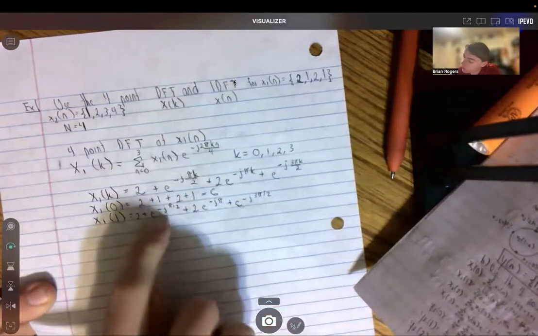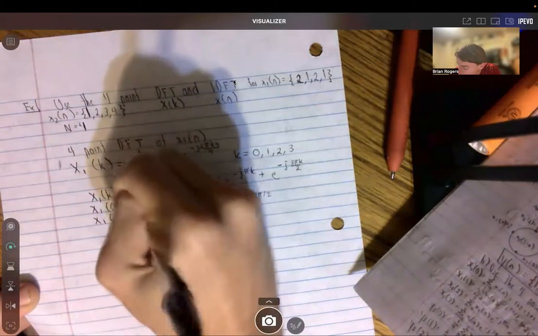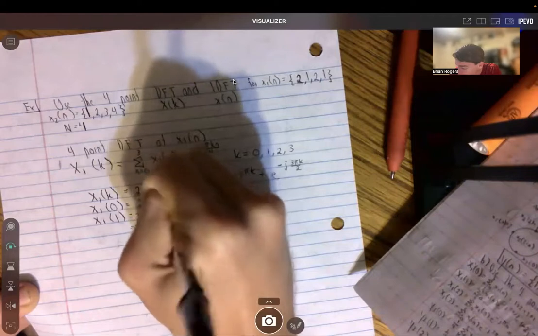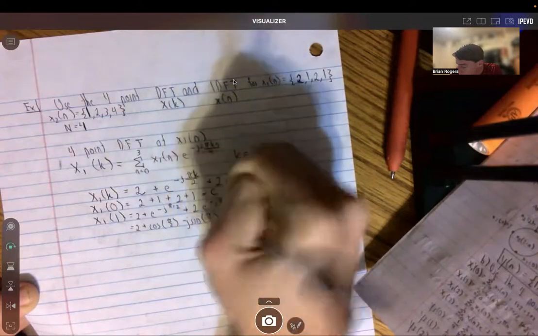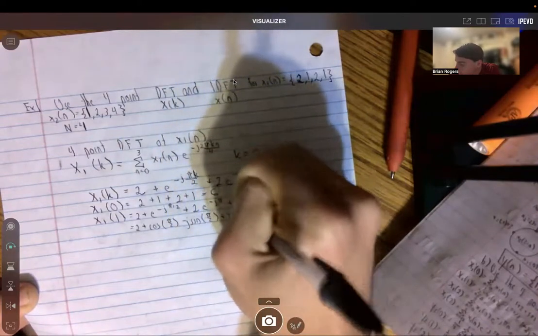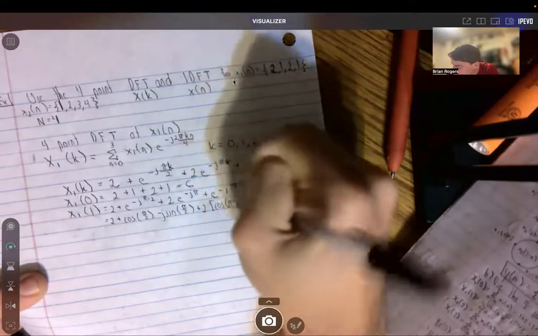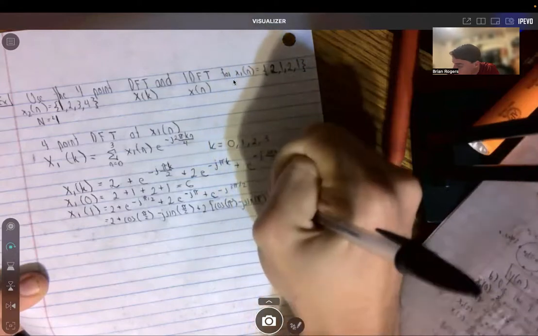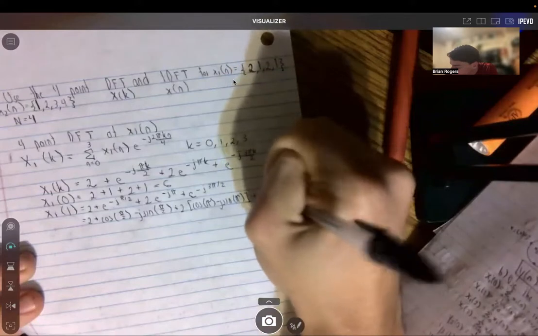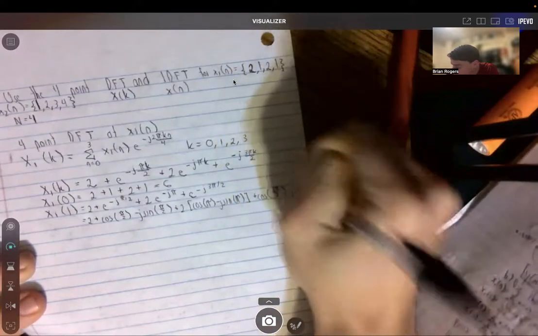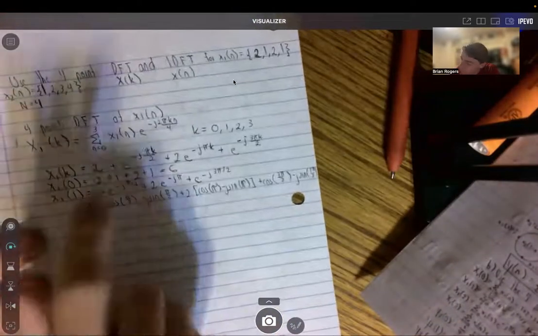So here, what we're going to notice is you need to write these in terms of cosines and sines. So this is actually going to be 2 plus cosine of pi over 2 minus j sine of pi over 2, plus 2 times cosine of pi minus j sine of pi. And then here we're going to get plus cosine of 3 pi over 2 minus j sine of 3 pi over 2.